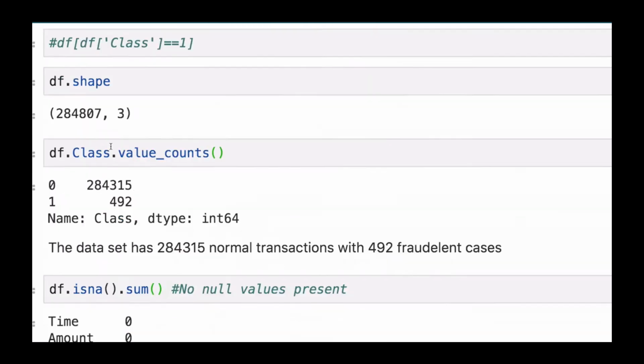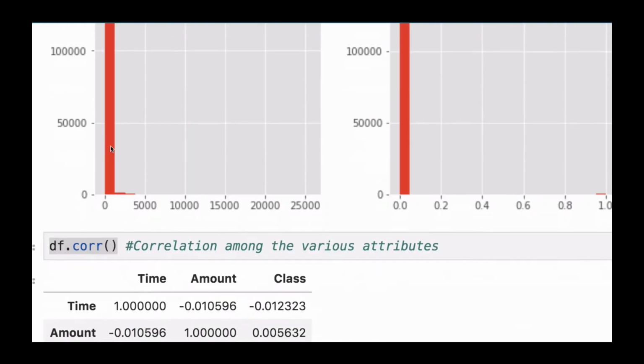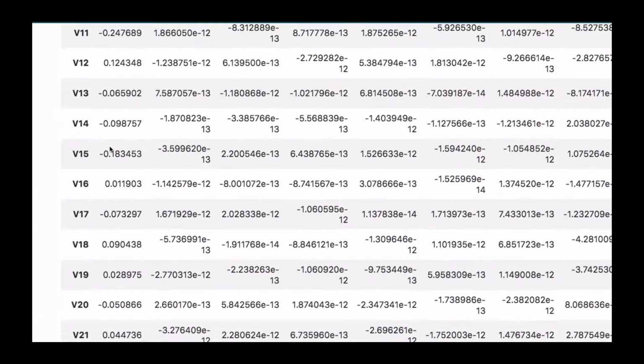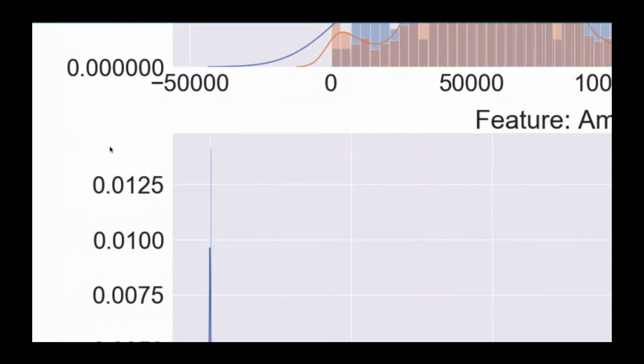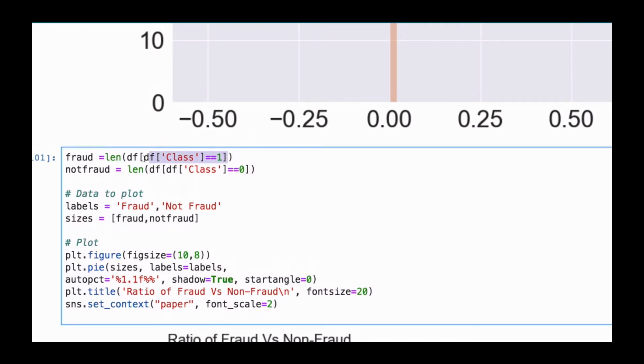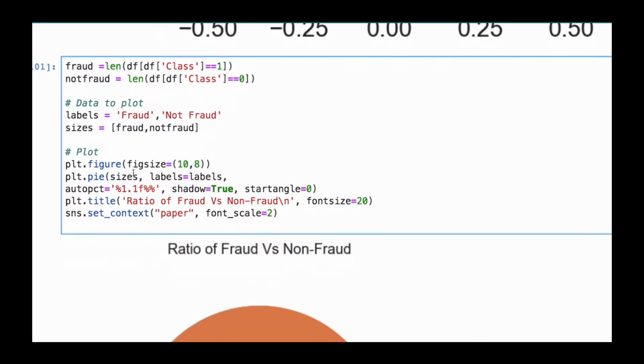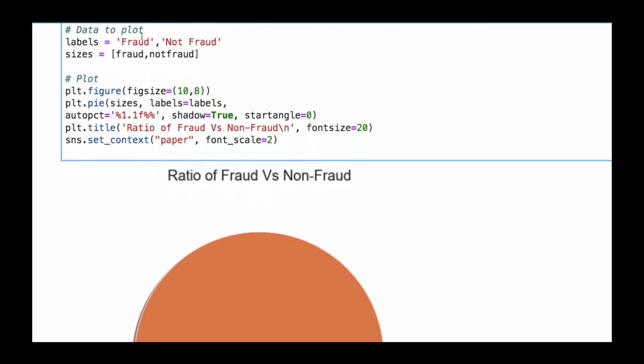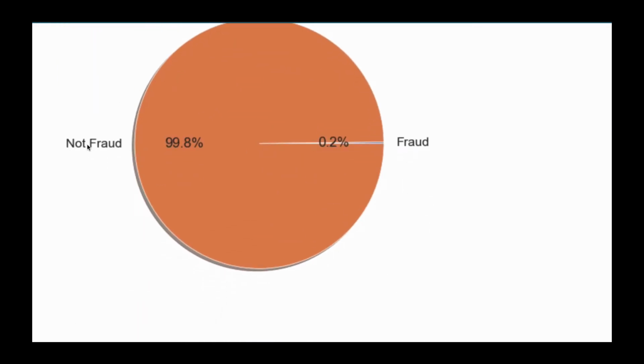That's exactly what we are going to do here. We go into the class column, and if we find anything equivalent to 1, we find the length of that and store it in fraud. Then the not fraud, which represents 0, the normal cases, which are very huge, we store in a variable called not fraud. After that, we create some labels, which you can see here: fraud and not fraud.